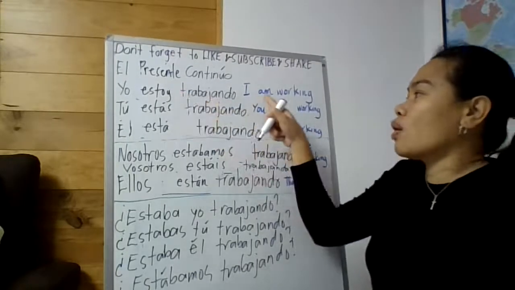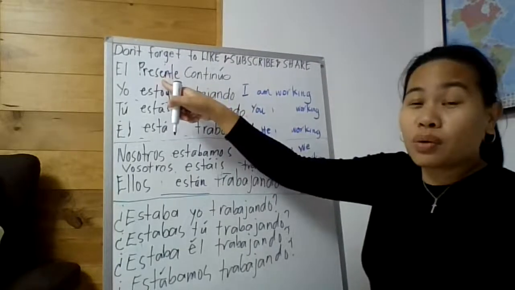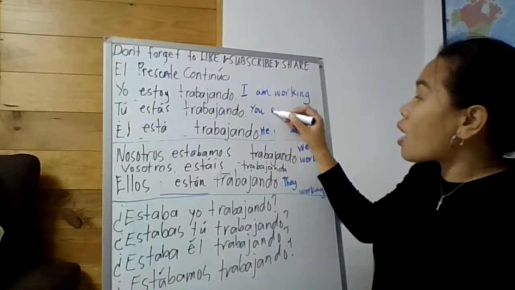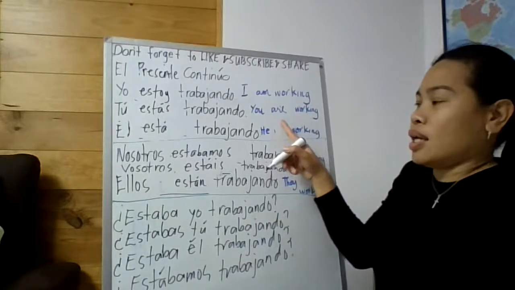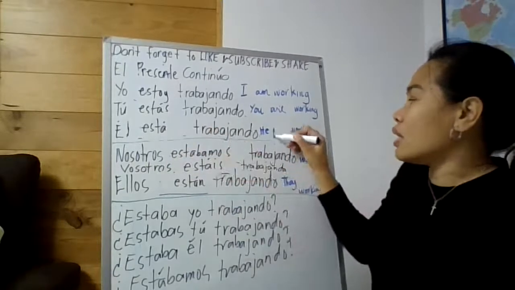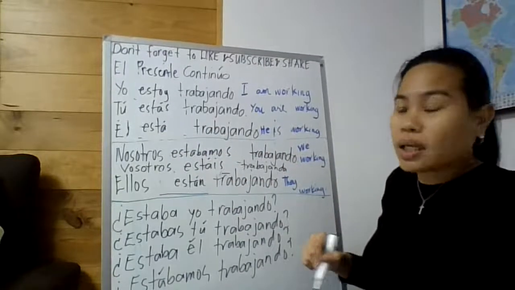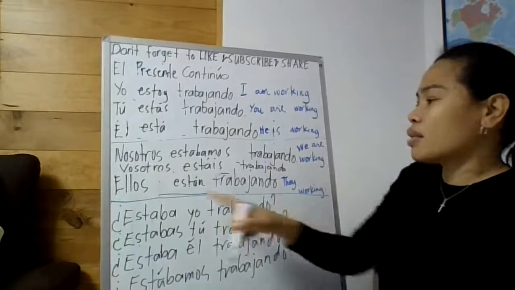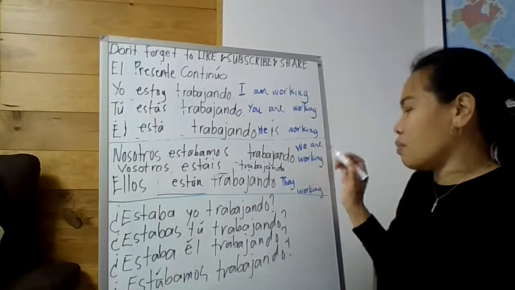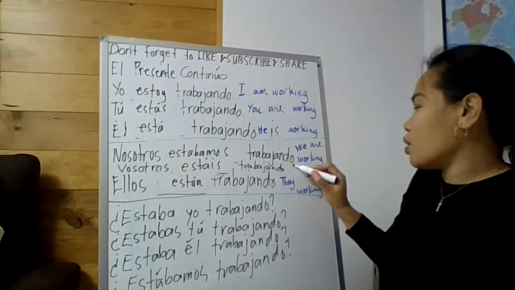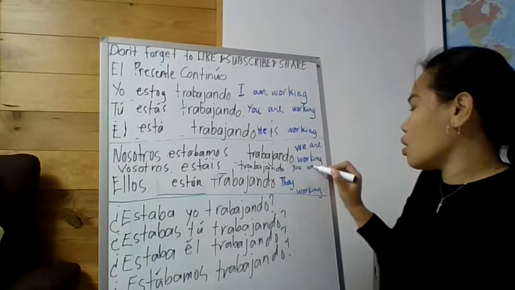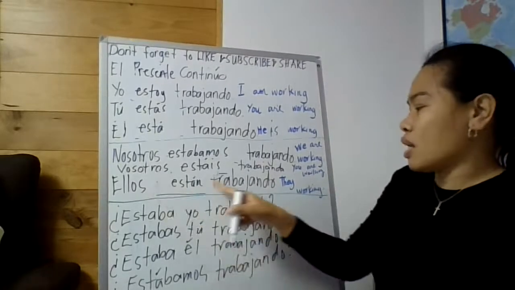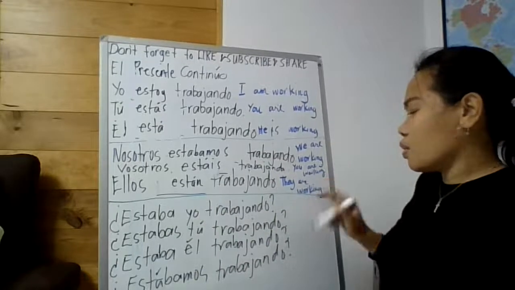Okay, so in English, you will just change, yo estoy trabajando, meaning I am working. Yo estoy trabajando, I am working. So, present continuous. Tú estás trabajando, you are working. Él está trabajando, he is working. Nosotros estamos trabajando, we are working. Vosotros estáis trabajando, same, you are working. And then, ellos están trabajando, they are working.